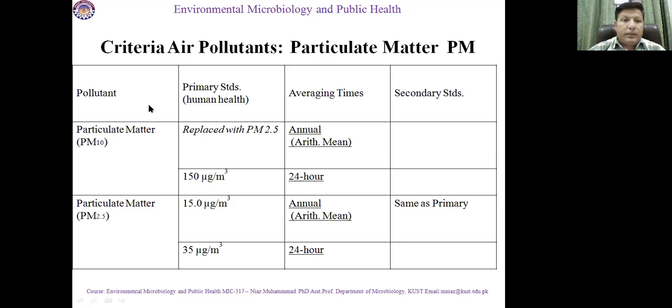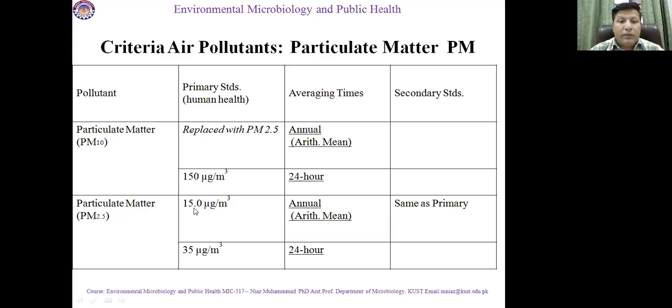So, particulate matter: criteria of air pollutants regarding particulate matter PM. Pollutant, primary standards for human health, average time, and secondary standards. You will see particulate matter 10 replaced with particulate matter 2.5, and annual arithmetic mean. It is replaced: 150 micrograms per cubic meter for 24 hours if particles are present in air. This is called particulate matter 2.5.